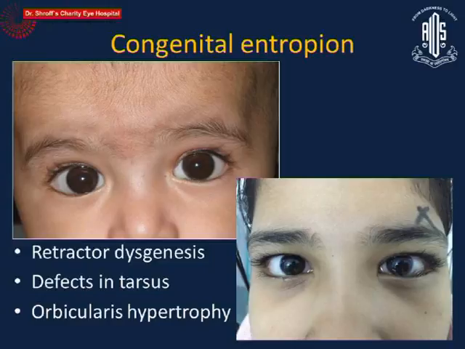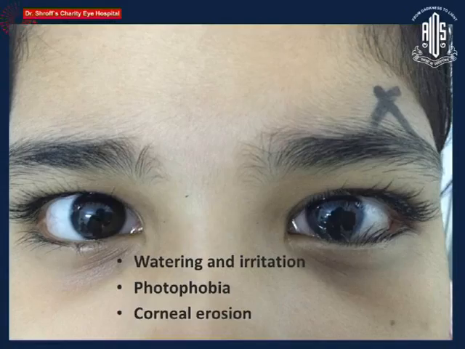There are various theories proposed for why it happens, right from a problem with the retractors, a defect in the tarsus, or sometimes even hypertrophy of the orbicularis. We need to treat these children because many a time this rubbing of the lashes can cause persistent watering from the eye. The child sometimes becomes photophobic if there are SPKs or corneal epithelial defects. And in the severe case, the child can also end up having corneal erosions and ulcerations.